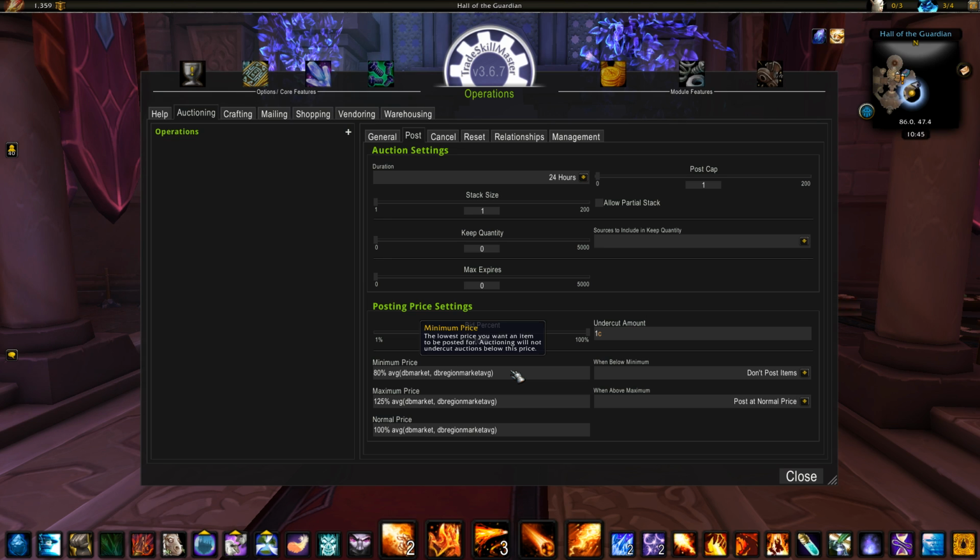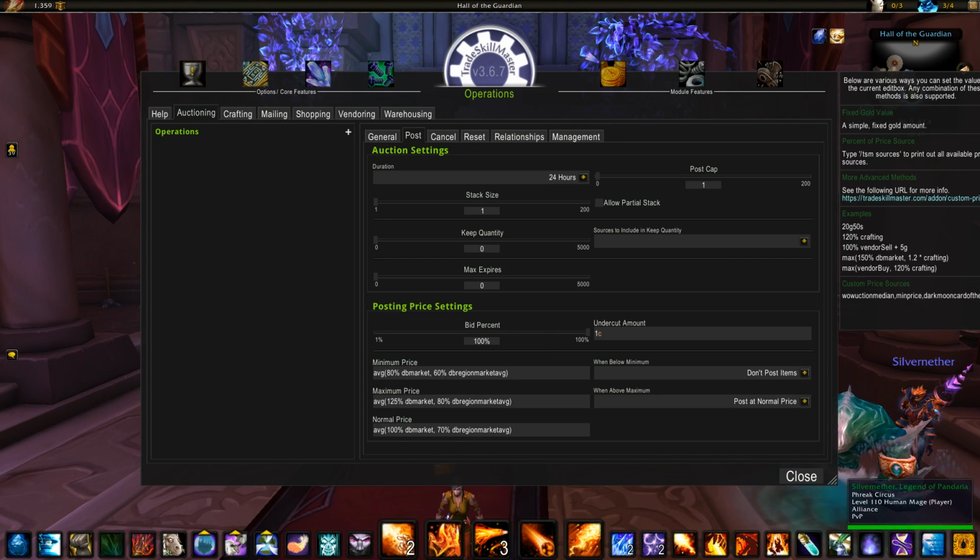DB market will be lower, and DB region market could be a little too high. So averaging them in this sort of way could pull the numbers up too high for you, and you might need them a little bit lower. So there's different ways you can adjust or accommodate for that.